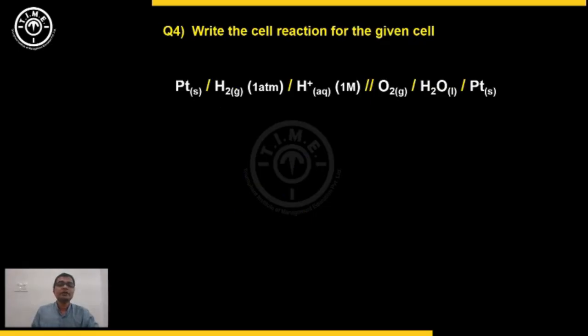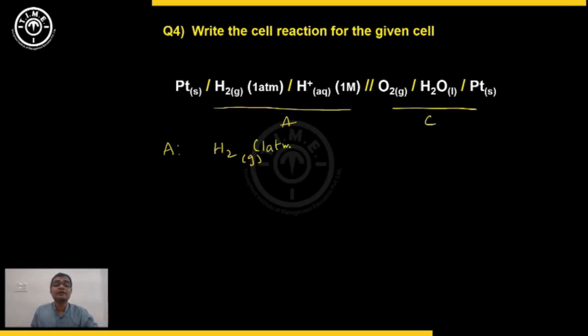Next, write the cell reaction for the given cell. In this one, the left hand side is the anode, the right hand side is the cathode. So first, this is a hydrogen oxygen electrode. At the anode, if you see, hydrogen is in gaseous state. Mention its physical state is gas, and its partial pressure is 1 atmosphere.